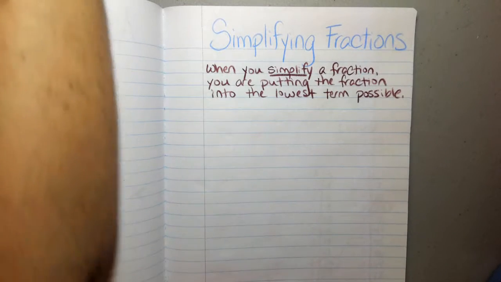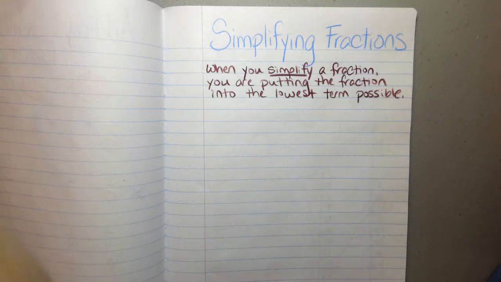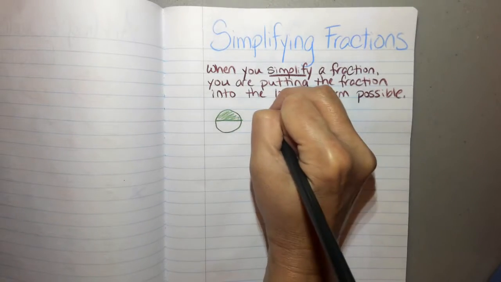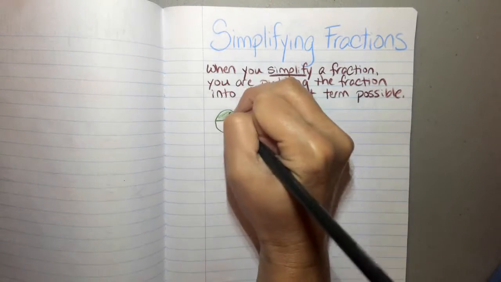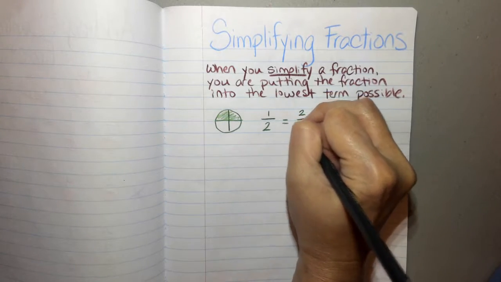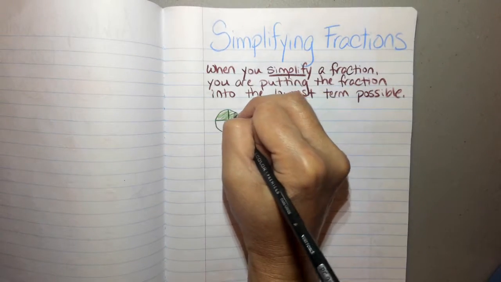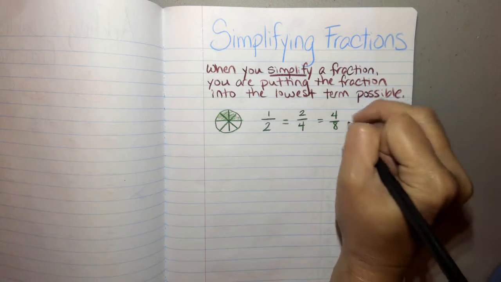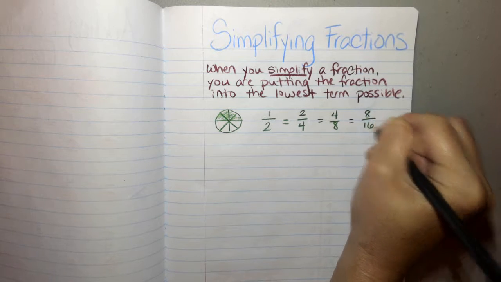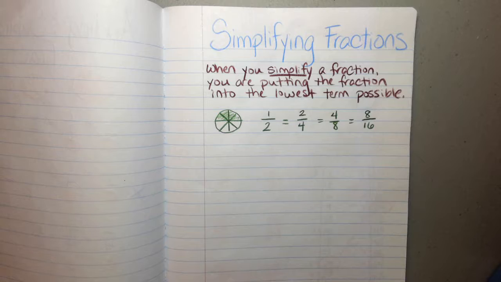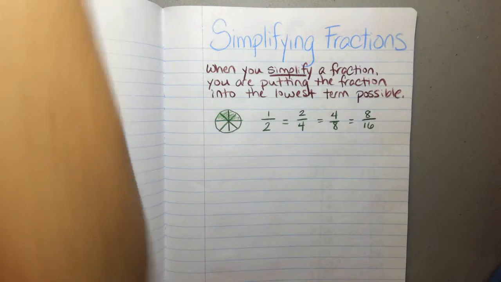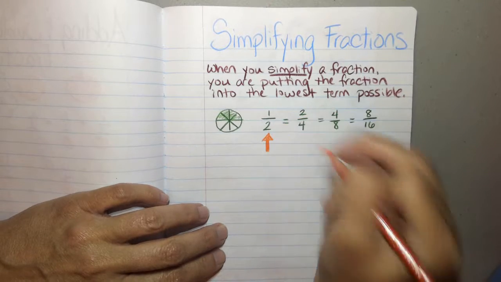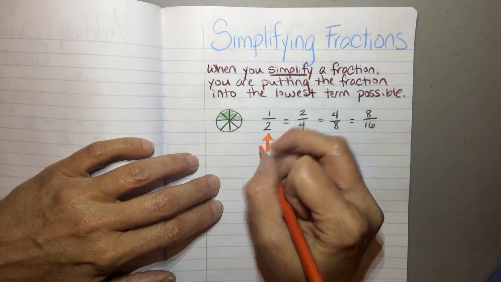Okay, what do I mean by that? Well, let's work with 1/2. If I have a fraction 1/2, 1/2 is the same as 2/4, right? And it's also the same as 4/8. It's also the same as 8/16, and so forth. So all of these are equivalent to 1/2, but the lowest possible form is this right here. This is simplified.